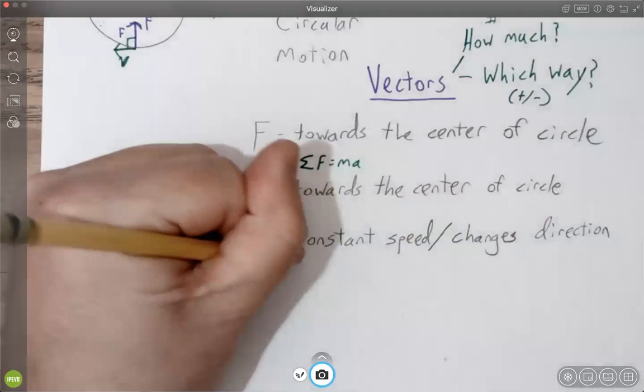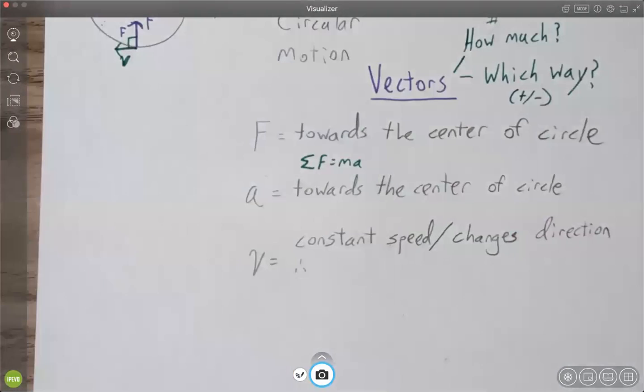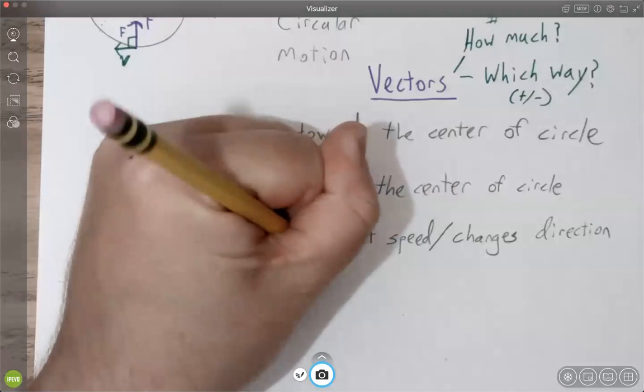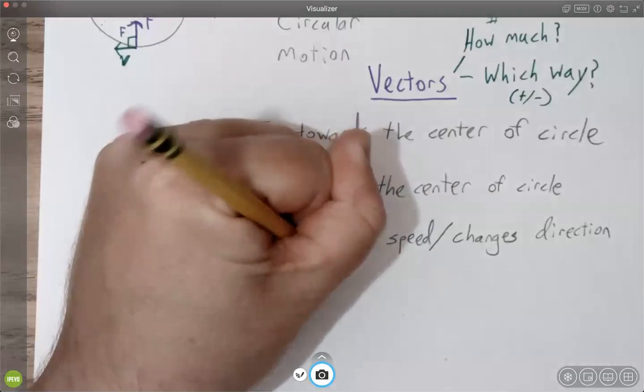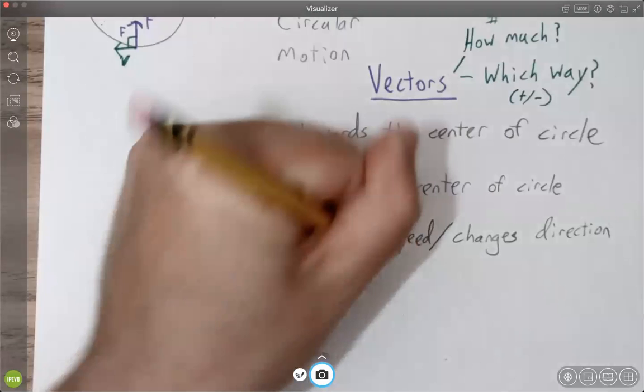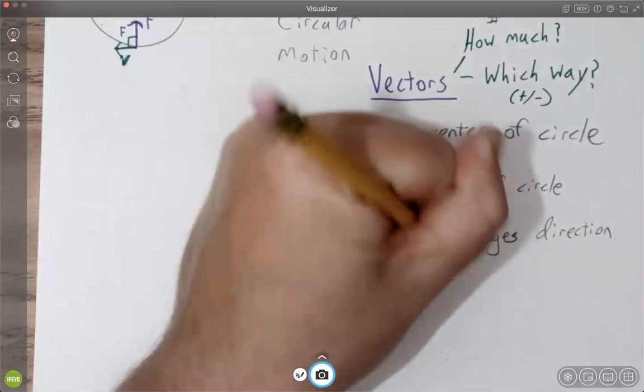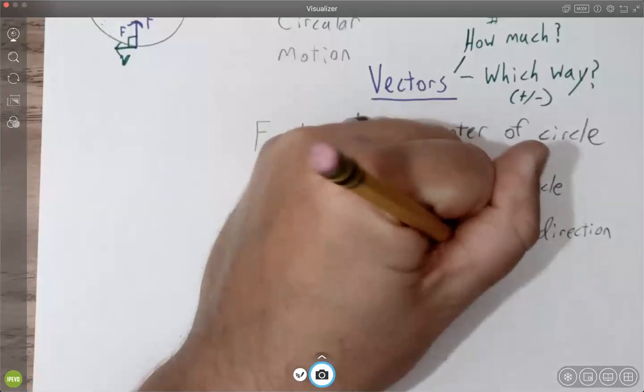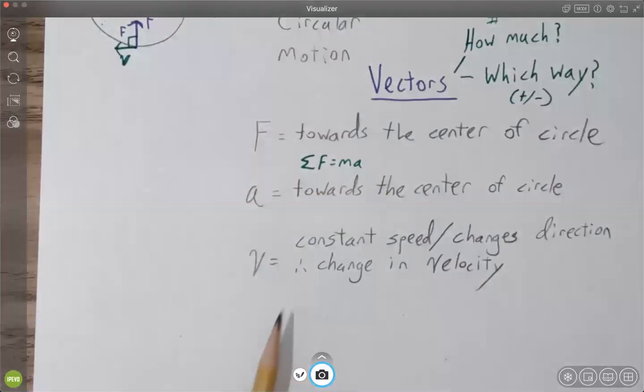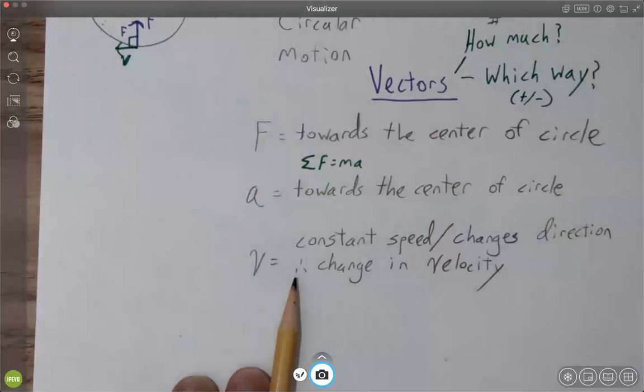So that tells us that if it's a constant speed, but it's changing its direction, that means the velocity is going to change as well. So there's a change in the velocity. And these three dots right here, this is the mathematical therefore. I'm just using the therefore.